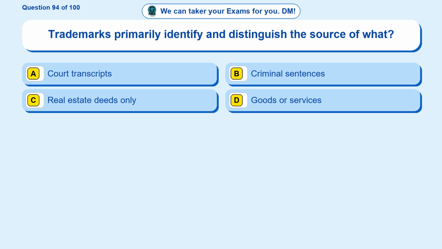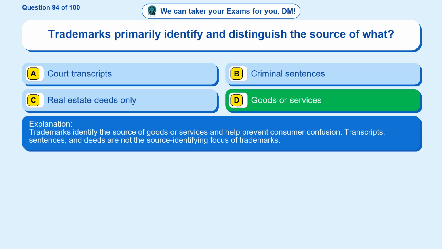Question 94. Trademarks primarily identify and distinguish the source of what? Option A. Court transcripts. Option B. Criminal sentences. Option C. Real estate deeds only. Option D. Goods or services. The correct answer is option D. Goods or services. Trademarks identify the source of goods or services and help prevent consumer confusion. Transcripts, sentences, and deeds are not the source identifying focus of trademarks.